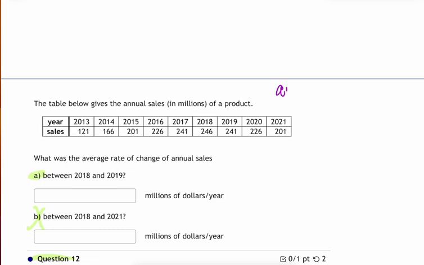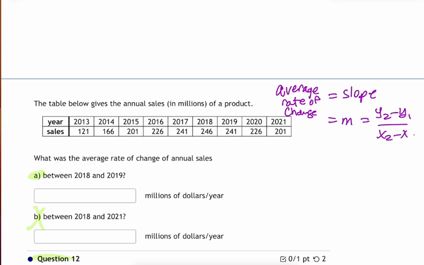Remember, average rate of change is just a slope, which is y2 minus y1 over x2 minus x1. They're just asking the slope between those 2 points. So find the points that they're talking about. Here's an x value of 2018. Here's an x value of 2019. To find the slope between 2 points, you need two points. They've given you the 2 points.